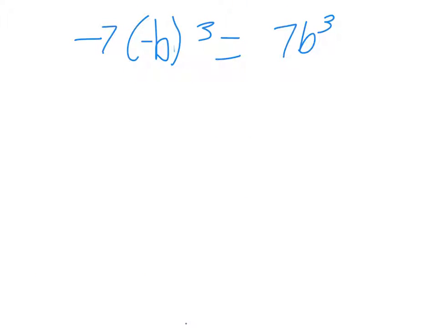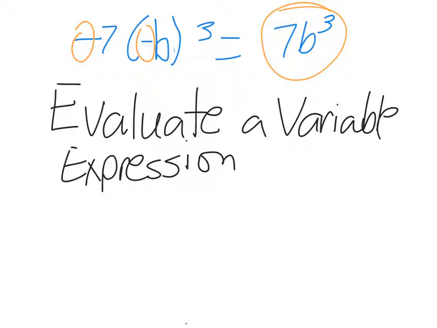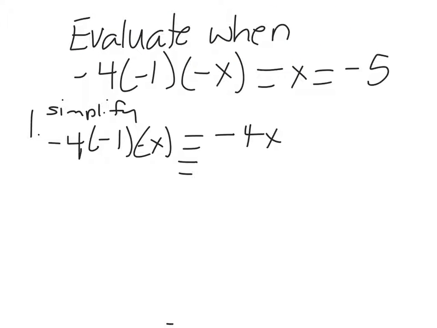Okay, so here we have negative 7 times negative b to the 3rd power equals, and we know the answer will be 7b to the 3rd power, but is it a positive or negative? We have 1, 2, so it will remain positive. So the next thing I want to talk about is evaluating a variable expression. So evaluate negative 4 times negative 1 times negative x when x equals negative 5.